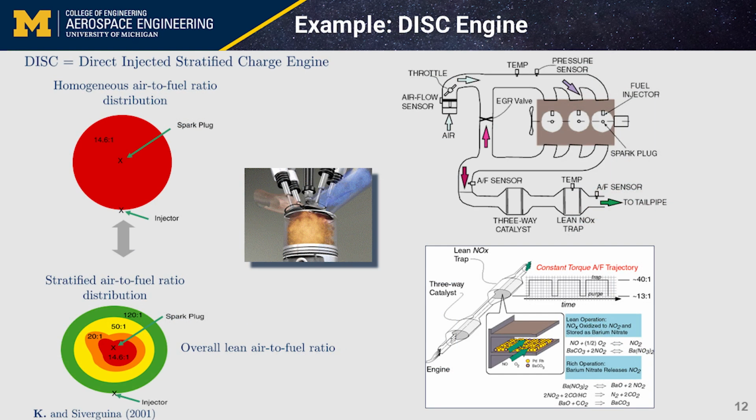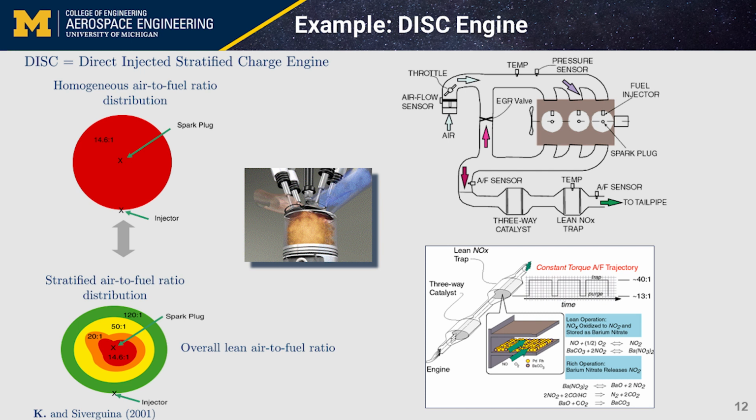At that time, we decided to look at a very interesting engine, called a direct injection stratified charge engine. This engine can operate with a uniform air-to-fuel ratio distribution in the combustion chamber. For example, 14.6 is stoichiometry, and that's similar to a normal gasoline engine. But it's also able to do so-called stratified combustion, where you inject fuel late in the compression stroke, and it doesn't have enough time to mix with air. But if you time things in the right way, you can obtain a situation where near the spark plug you have a combustible mixture, but then as you go outside, you end up with an increasingly leaner mixture, with more and more air.